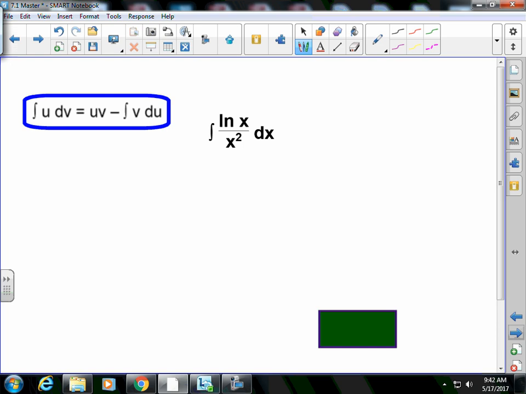Let's look at this problem. I'm going to let u equal the natural log of x. That's what LIPET would tell me to do. du is equal to 1 over x. dv is what's in the denominator, and that's x to the minus 2. So v has to equal minus x to the minus 1. I forgot my dx here.